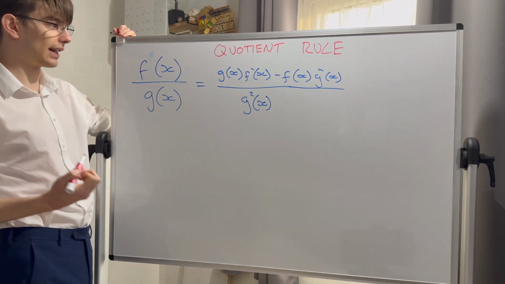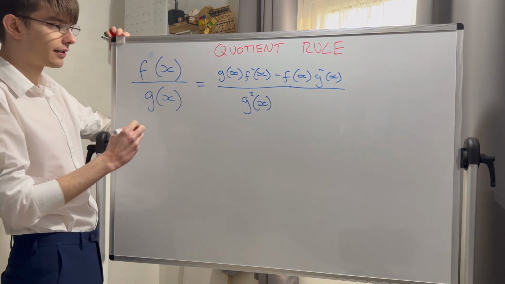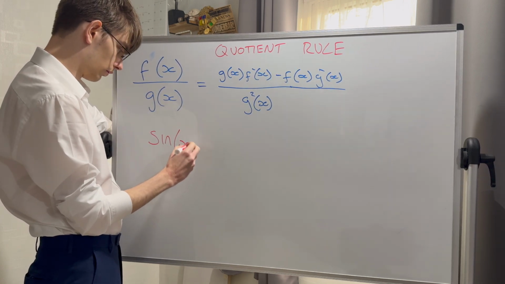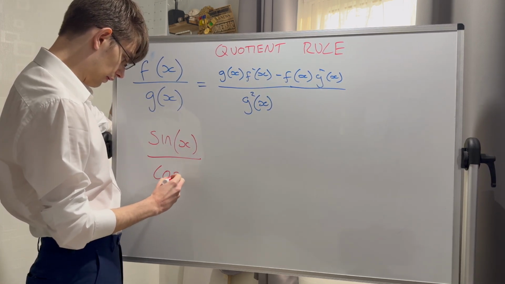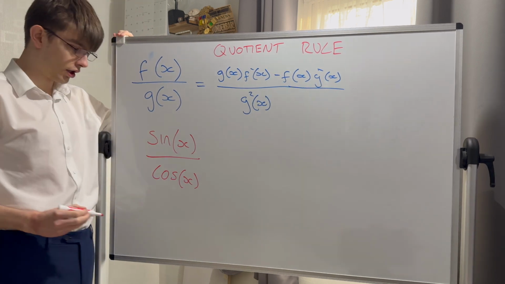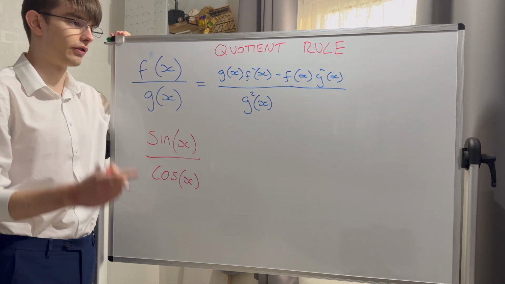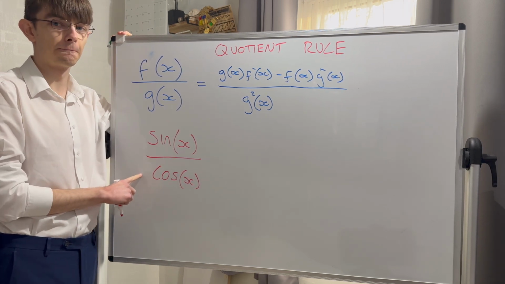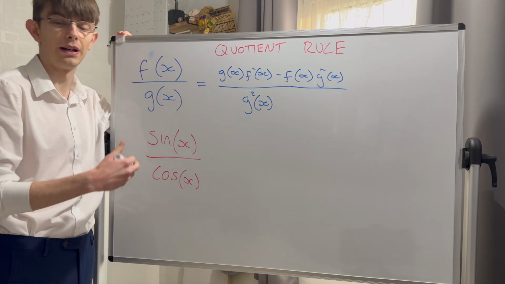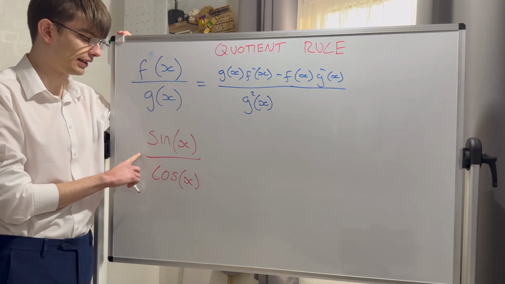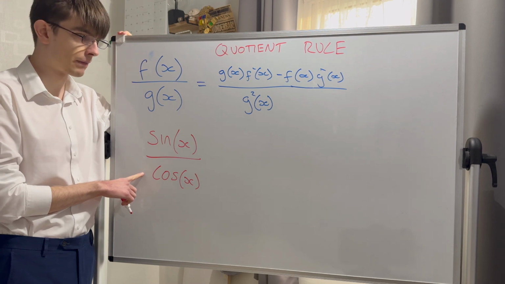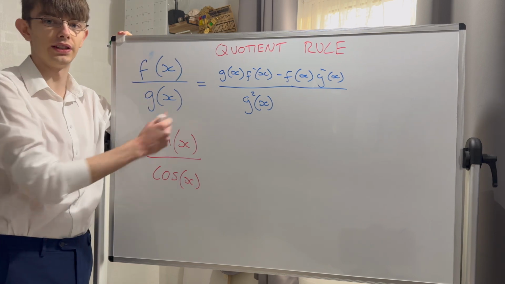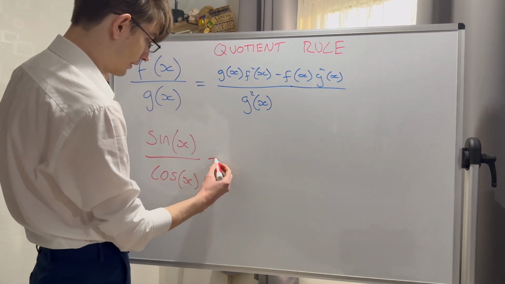So now let's have a look at an example. Let's have a look at this example: sin x divided by cos x. I wonder if any of you just went, I see what's going on here. Hopefully, if you're trigonometrically inclined, you'll realise that this is equal to tan x. So I'm basically about to prove the derivative of tan using my nice formula here. So let's see what we get.